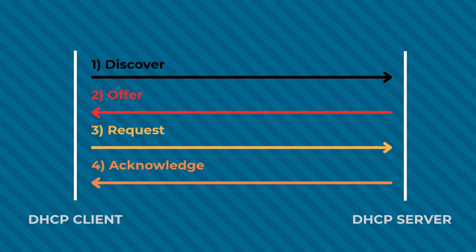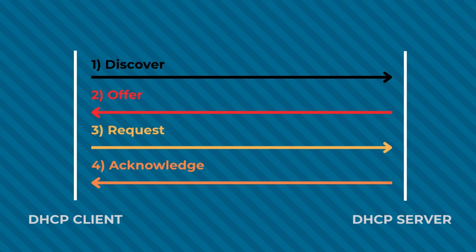In the request step, the client selects one of the offered addresses and sends a DHCP request message to the selected server, requesting the IP address. In the acknowledge step, which is the final step, the DHCP server responds with a DHCP ACK message confirming the IP address and lease time. So basically, this is the basic DHCP DORA procedure that happens whenever you connect a new network device or an existing network device is reestablished on a particular network.